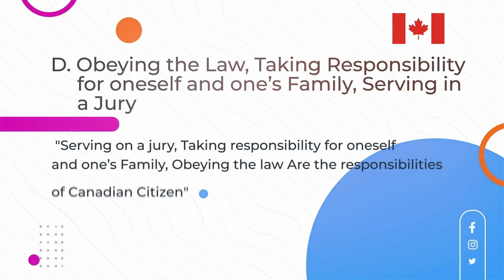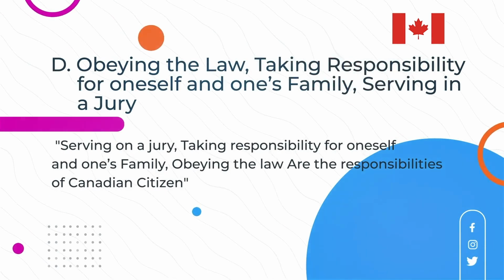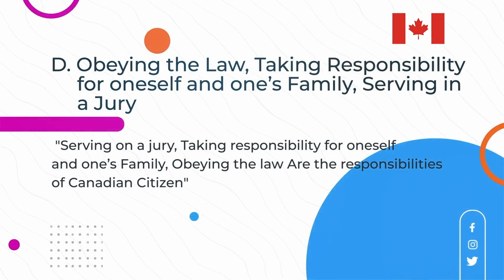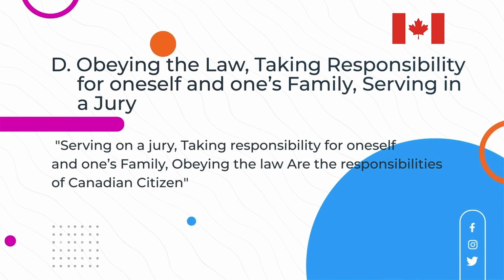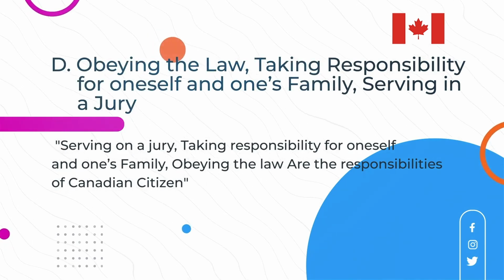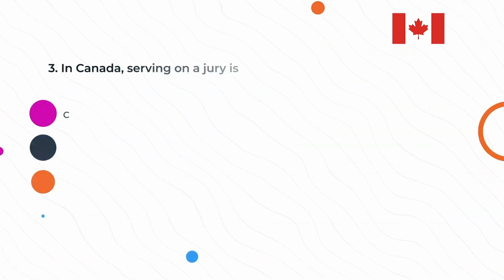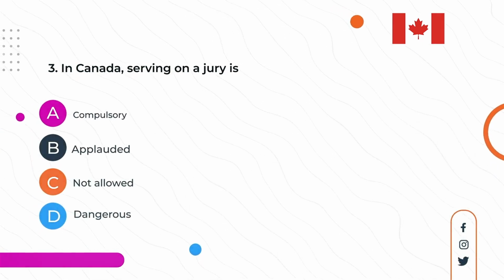Answer: D. Obeying the law, taking responsibility for oneself and one's family, serving in a jury. Serving on a jury, taking responsibility for oneself and one's family, and obeying the law are the responsibilities of Canadian citizens. Number 3. In Canada, serving on a jury is A.